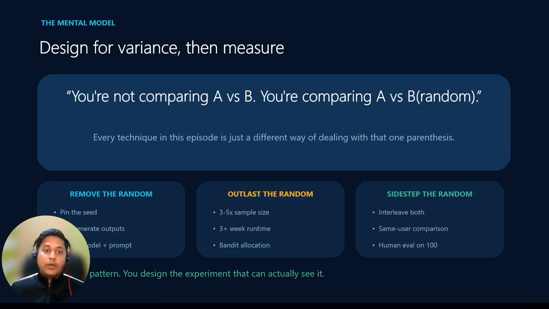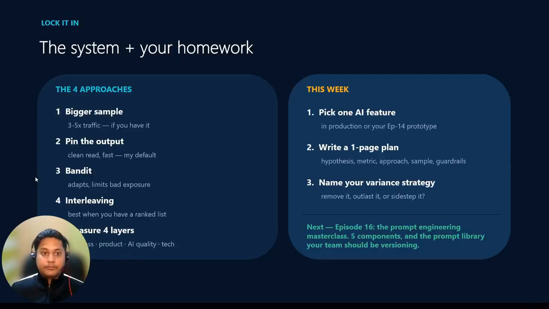The line at the bottom is the version of this I would tattoo on a whiteboard. AI finds the pattern, but you design the experiment that can actually see it, right? The intelligence is cheap now. Rigorous measurement of that intelligence is the skill, and it's yours. Okay, fine. Let's lock it in.